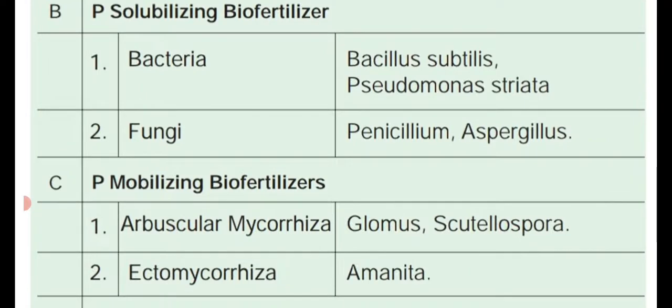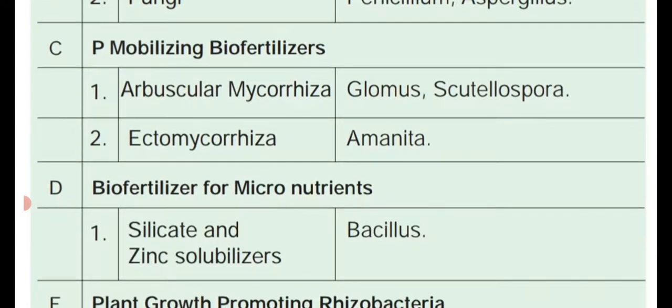Next one, phosphorus solubilizing biofertilizer. First one, bacteria, Bacillus subtilis, Pseudomonas striata. Fungi, Penicillium and Aspergillus. Then phosphorus mobilizing biofertilizer. First one is the arbuscular mycorrhizae, ectomycorrhizae. Dear students, do you remember what mycorrhizae is and its types?